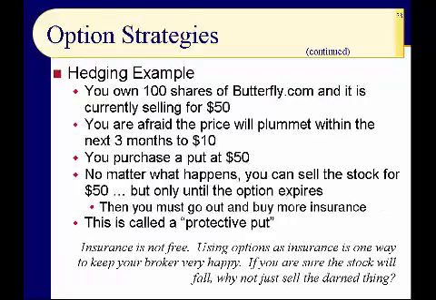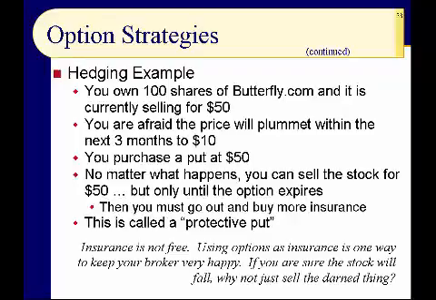Slide number 33. You own 100 shares of Butterfly.com, and it's currently selling for $50, and you bought it 3 months ago for $10, and it's zoomed up to $50, and now you're afraid the price will plummet within the next 3 months to $10. So what can you do? Well, of course, you could just sell the stock, right? And that's what I would suggest you do. But no, you're not quite sure.